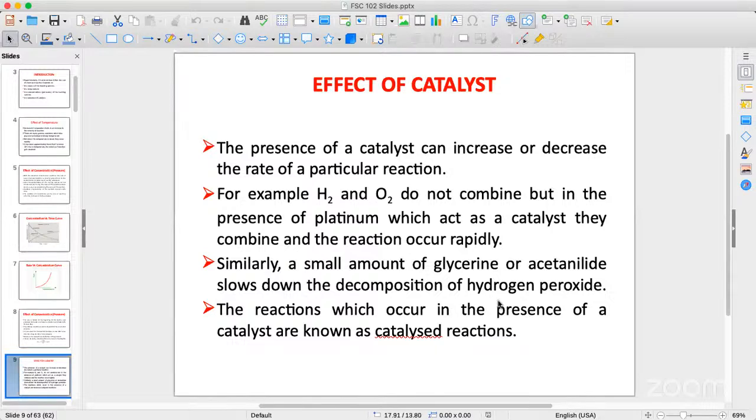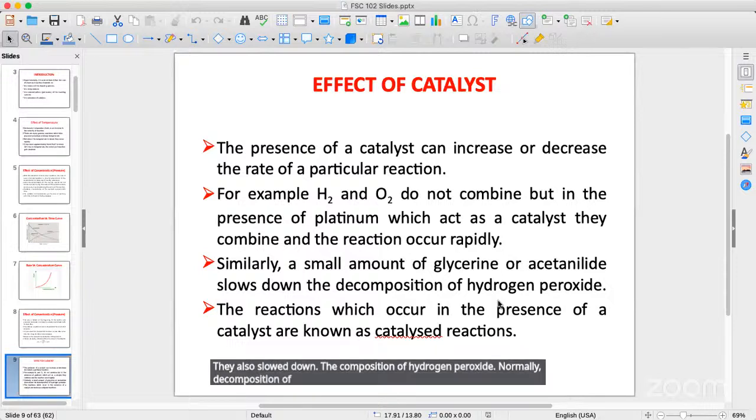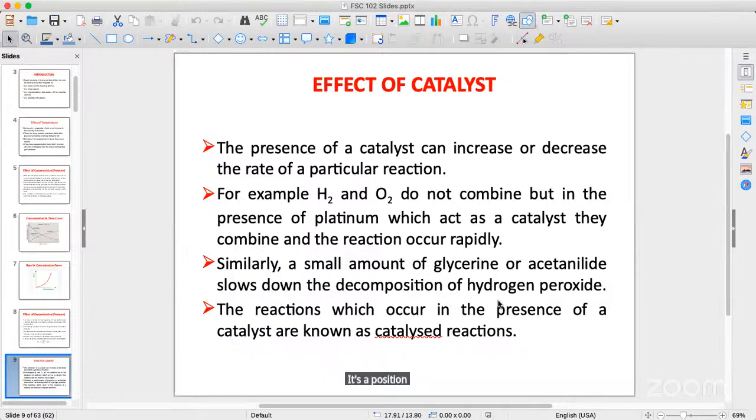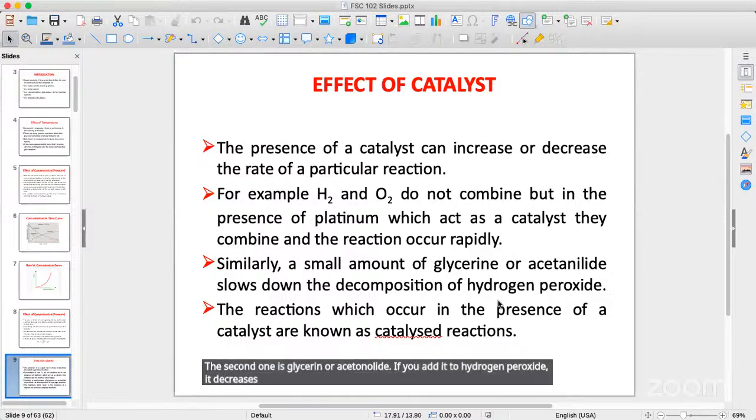So, a small amount of glycerin or acetanilide also slows down the decomposition of hydrogen peroxide. Normally, the decomposition of hydrogen peroxide is rapid. The first one is platinum: H2 and O2, or hydrogen and oxygen in the presence of a platinum catalyst. That is a situation whereby a catalyst increases the rate of reaction. The second one is glycerin or acetanilide. If you add it to hydrogen peroxide, it decreases the rate of reaction.